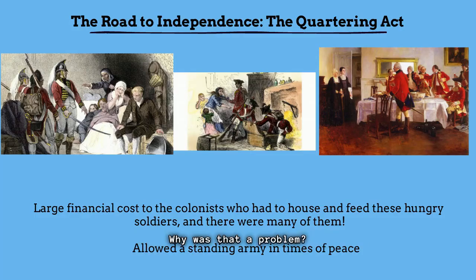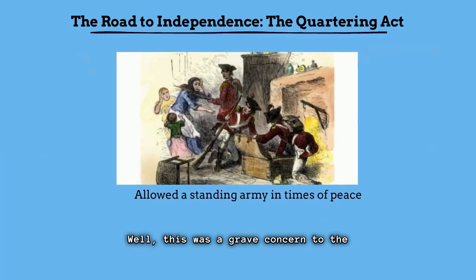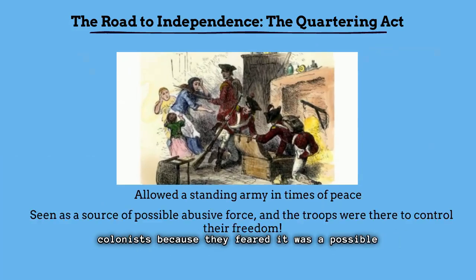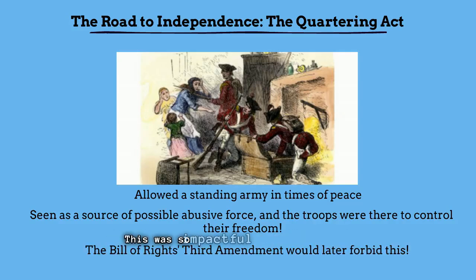Why was that a problem? Well, this was a grave concern to the colonists because they feared it was a possible source of abusive force, and that the troops were there to control their freedom. This was so impactful that when we had our own country, it became the Third Amendment to the U.S. Constitution that you could not be forced to quarter soldiers by the government.